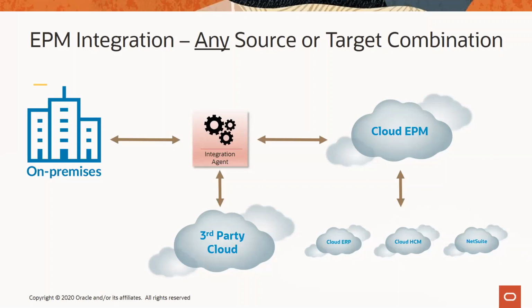So we've got pretty much 100% coverage of the ability to pull data from on-premises systems, third-party clouds, and other Oracle cloud instances, either through direct integration or through our integration agent, which provides connectivity between your EPM Cloud and on-premises sources. In the past, we had a fairly complicated diagram of integration, but now it's fairly simplified with the tools that we provide through EPM.